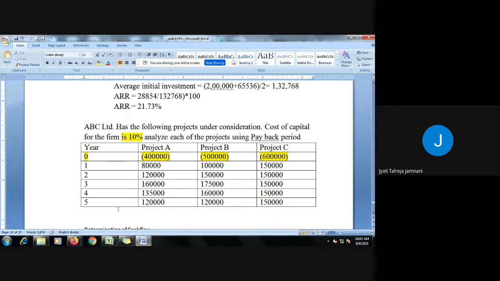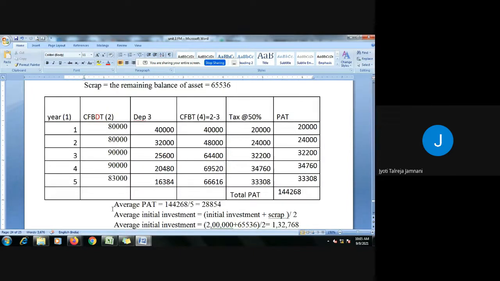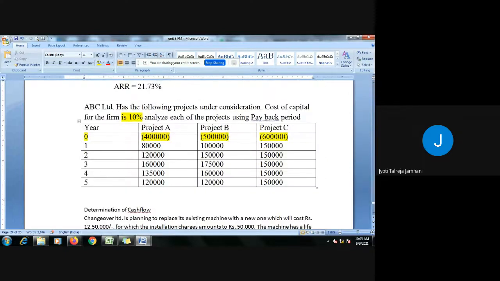In the last class, we had done accounting rate of return, ARR. Today, we'll finish the last technique, that is payback period, and start with how to determine cash flows problems. Okay. Let's start with the first sum.